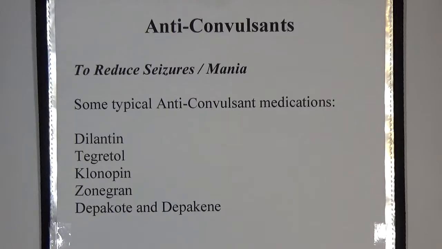Anticonvulsants to reduce seizures and mania. The goal of anticonvulsants is to suppress the rapid and excessive firing of neurons that start a seizure. Because of this, anticonvulsants have also proven effective in treating many kinds of epileptic seizures, bipolar disorders, mania, and dysfunctional anxiety. Anticonvulsants prevent the spread of seizures within the brain and offer protection by dampening the electrical conductance among brain cells. Some typical anticonvulsant medications are Dilantin, Tegretol, Klonopin, Zonegran, Depakote, and Depakene.